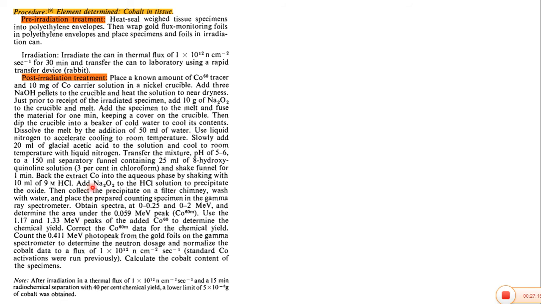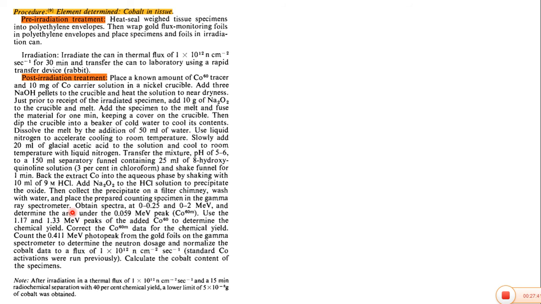Add sodium oxide to the HCl solution to precipitate the oxide. Then collect the precipitate on a filter chimney, wash with water, and place the prepared counting specimen in the gamma ray spectrometer. So this is the preparation of the sample material to determine the gamma radiation.